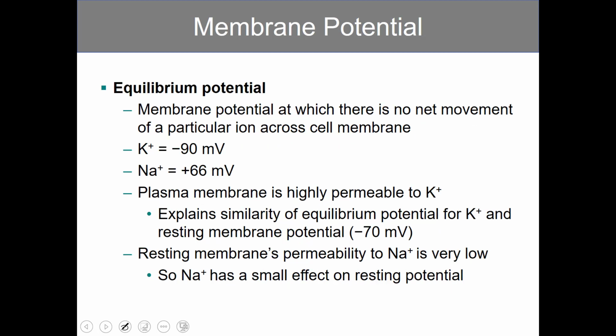So the equilibrium potential. The membrane potential at which there is no net movement of a particular ion across the cell is known as the equilibrium potential. And for that to occur for potassium, that equals negative 90 millivolts, and for sodium, it's positive 66 millivolts. So the plasma membrane is highly permeable to potassium, and that's going to explain the similarities of equilibrium potentials for potassium and the resting membrane potential of about negative 70.